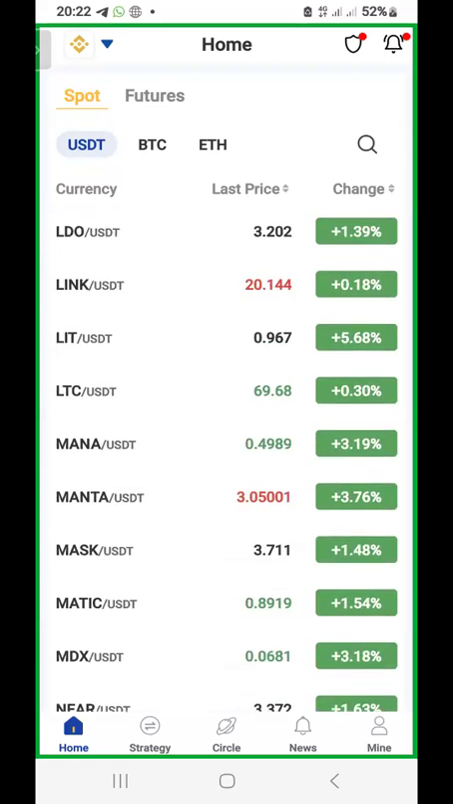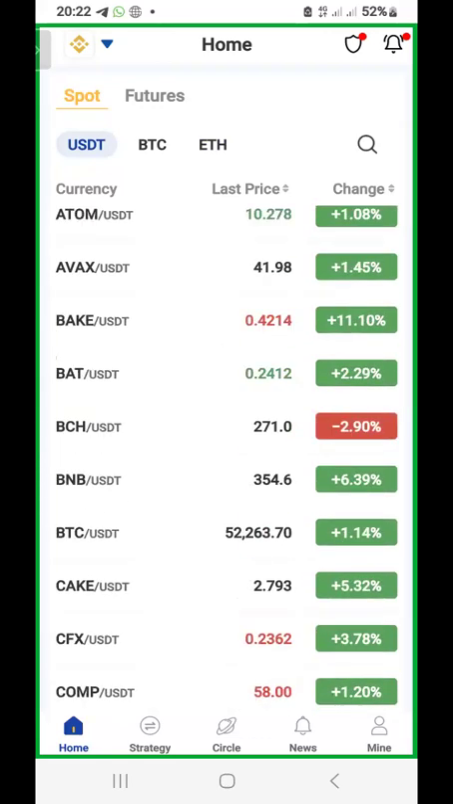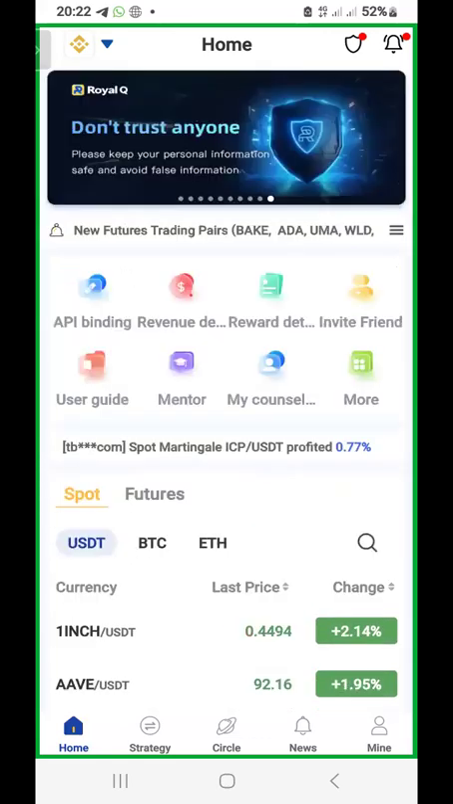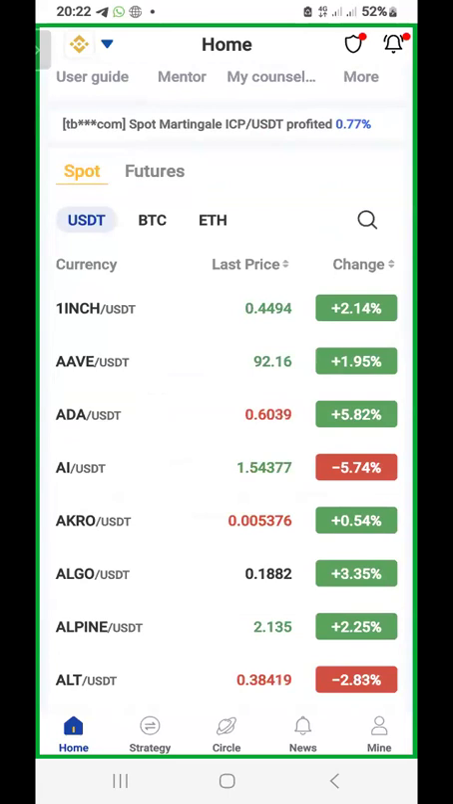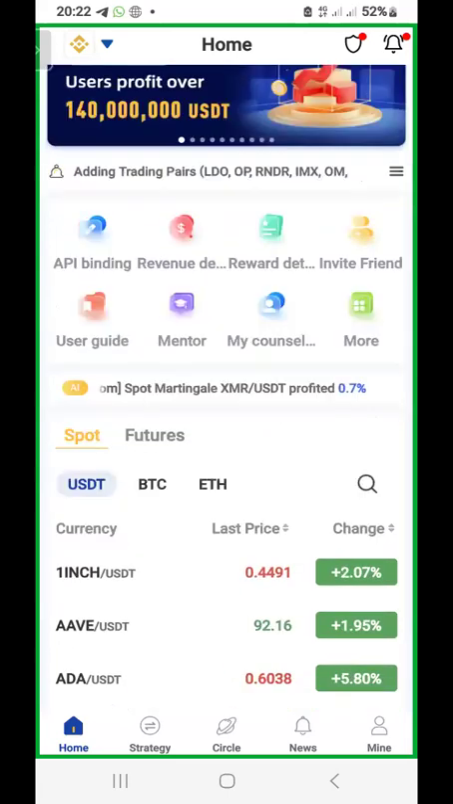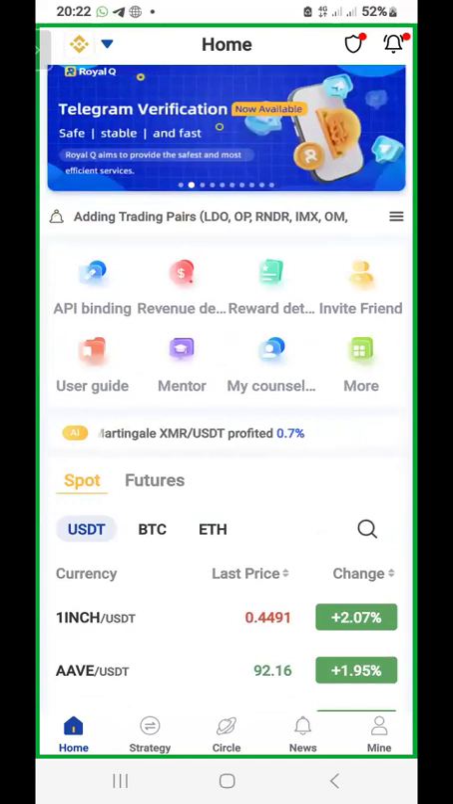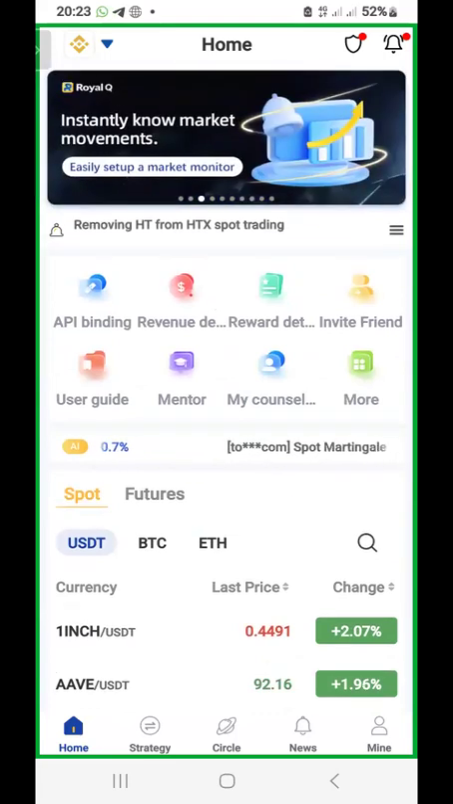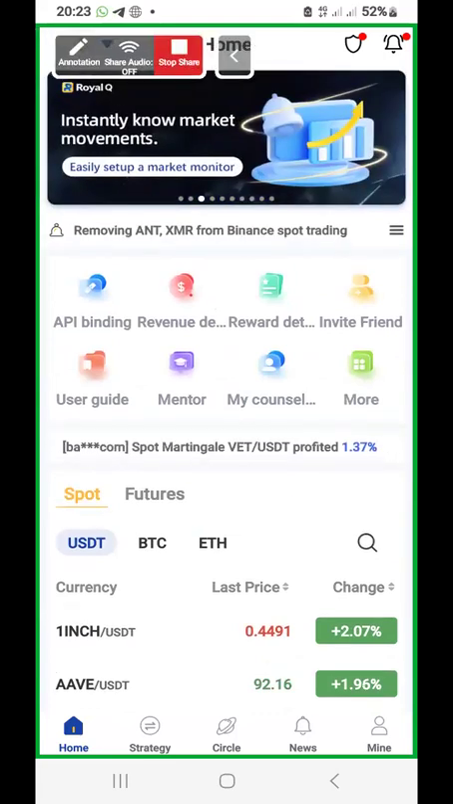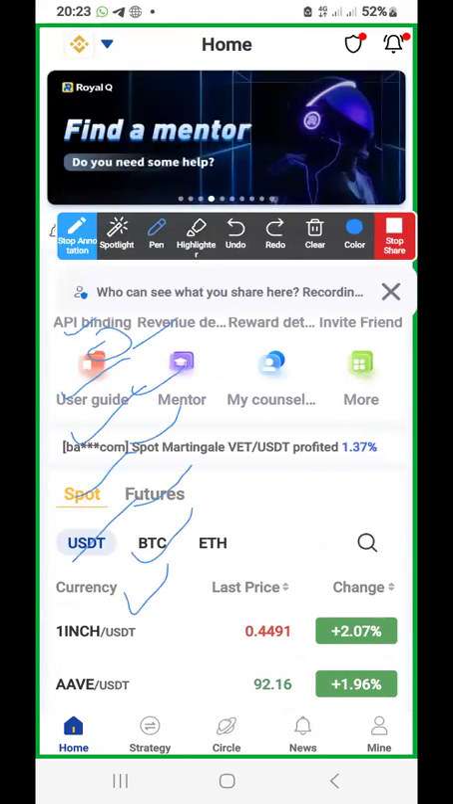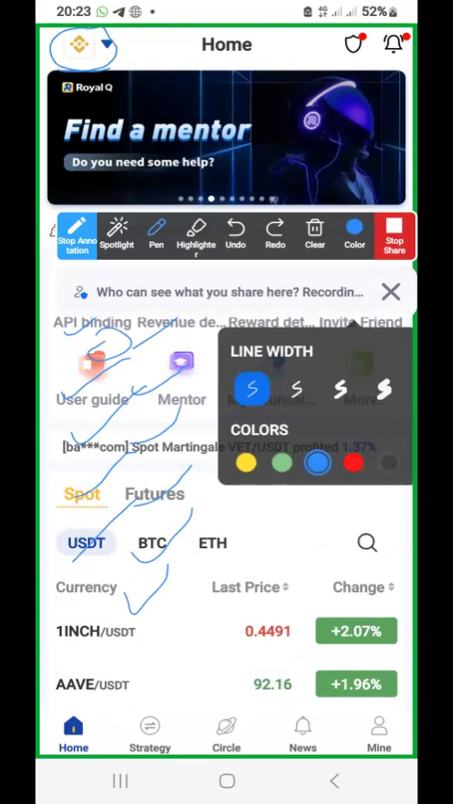Now, the other thing you need to know about the USDT market, in fact, both the USDT, BTC, and Ethereum markets, is that the number of coins presented to you for trading will depend on the exchange to which you have connected your robot. Now, I am seeing more pairs of coins because I connected my robot to Binance. You see here, top right corner, top left corner, here.